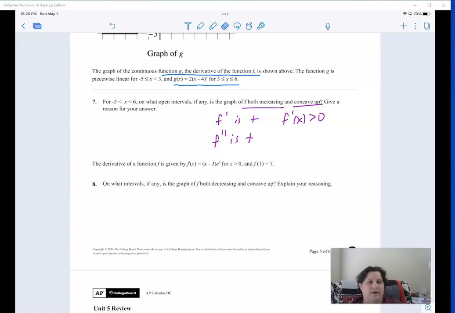And what does that mean? Well, if f double prime is positive, it means that f prime is increasing, but that's a kind of weird way of saying it. Another way of saying it is that f double prime is the slope of f prime. And if the slope of f prime is positive, I kind of like that way better. So I'm going to say if f prime is greater than 0, and then if the slope of it is also greater than 0.